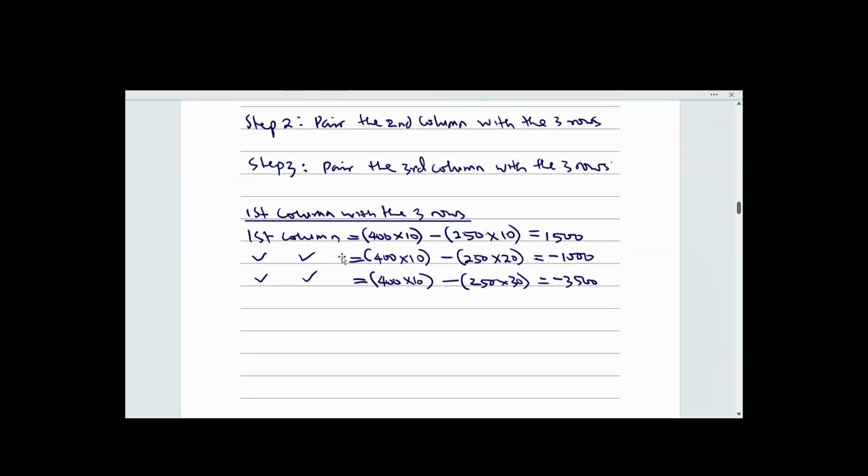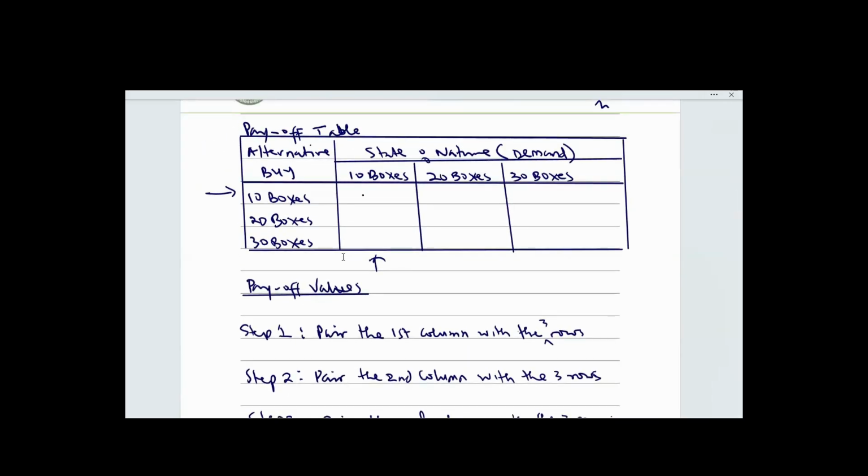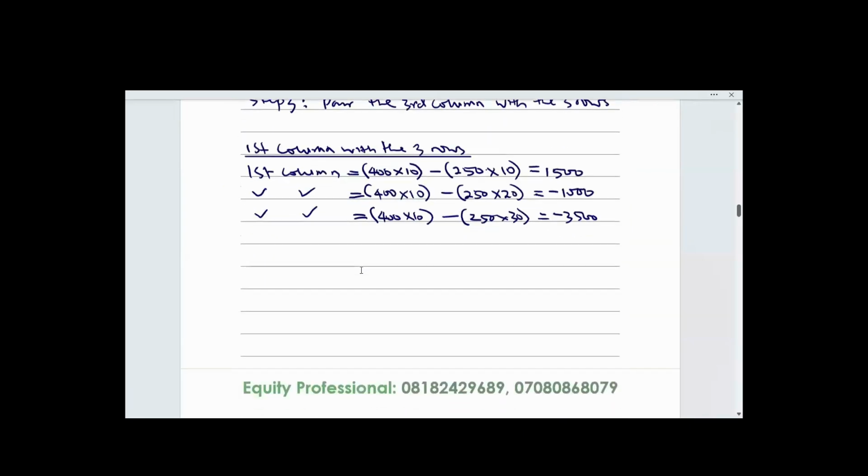Now, we then go and put in the numbers. Here is 1,500 minus 1,000 minus 3,500. So we are moving to the second column. We want to pair the second column with the 3 rows.